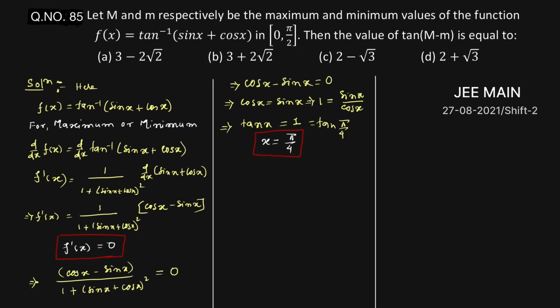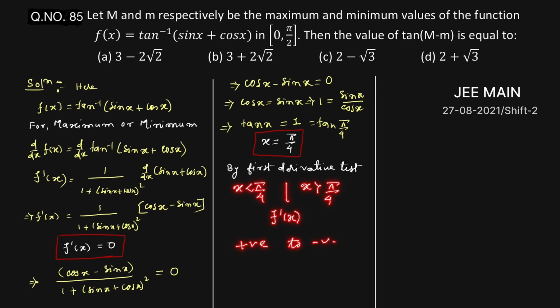Now we are going to apply the first derivative test. We take a value x less than pi by 4, and another value x greater than pi by 4. Now we are going to find f dash x. If f dash x changes from positive to negative going from left to right, then we call the value a maximum value. If it changes from negative to positive, then we call it a minimum value.